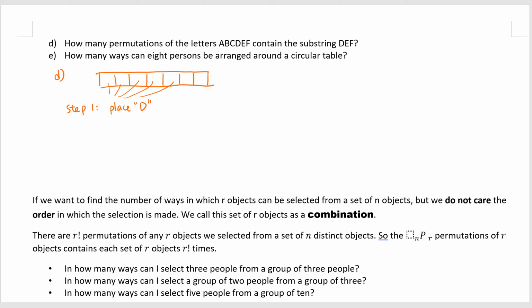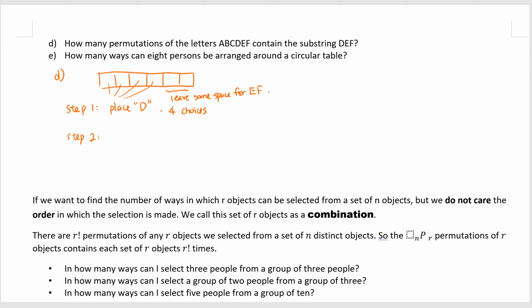Let me see. Oh, okay. I just realized I drew too many boxes. We have 6 boxes, and we can place the D in the first 4 boxes. We cannot put it here. We need to leave some space for E and F, right? So that's why we have 4 choices in this case.